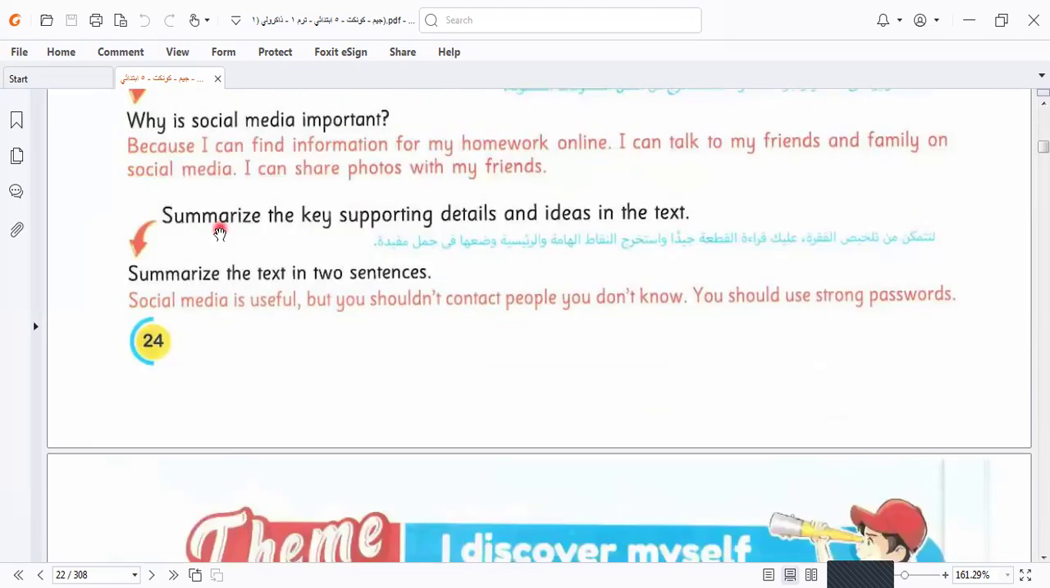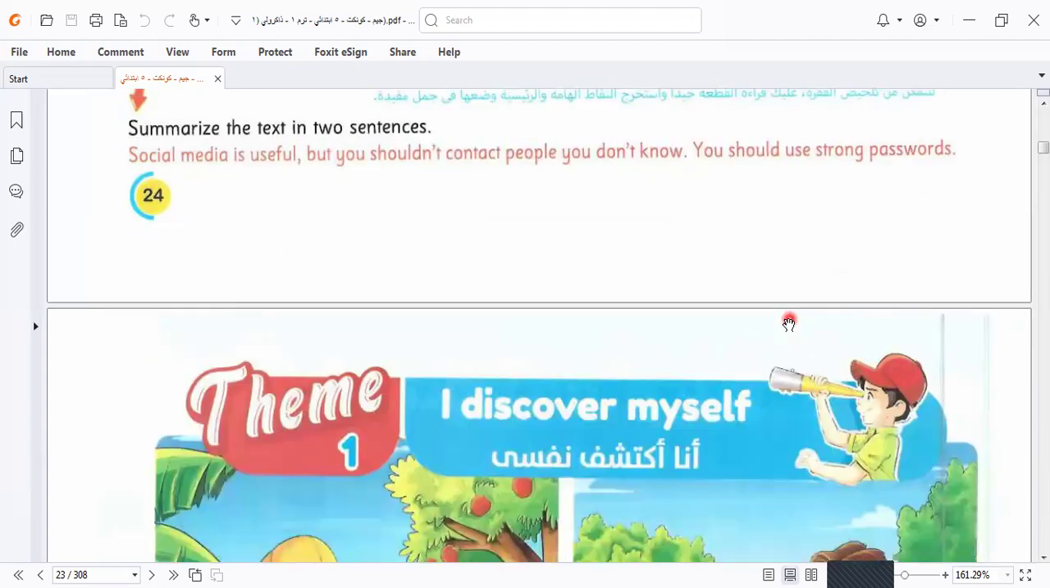Here we can summarize the key supporting details and ideas. It means I want to give the brief of these details and ideas. Say what? Social media is useful, but you shouldn't contact people you don't know. You should use a strong password.